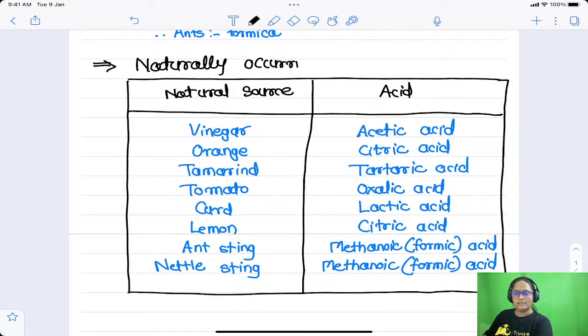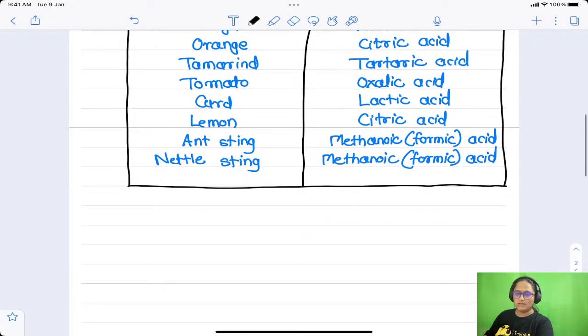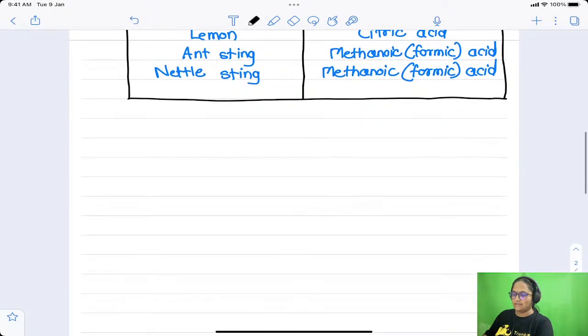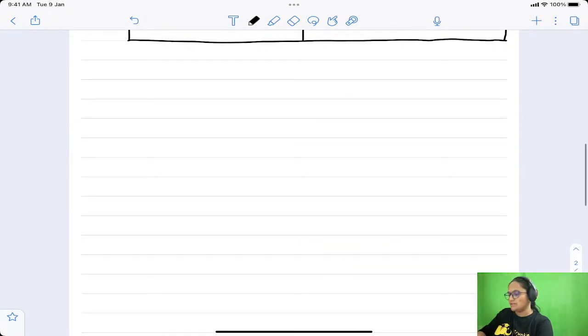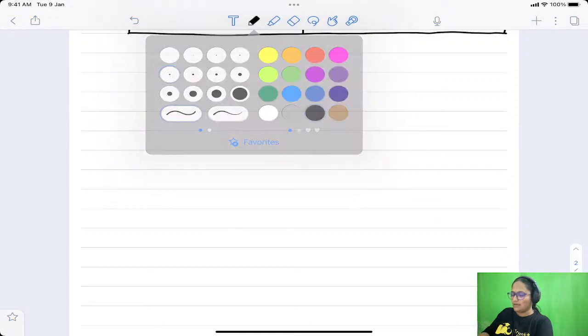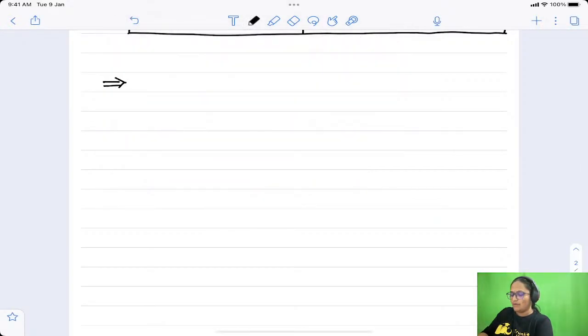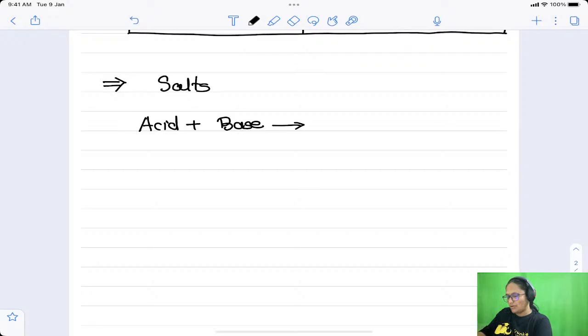Okay, now after this we are going to discuss the next part from this chapter, and that is nothing but about the salts. Okay, let us start about the salt. As we have discussed, when acid reacts with a base, it gives you salt and water.